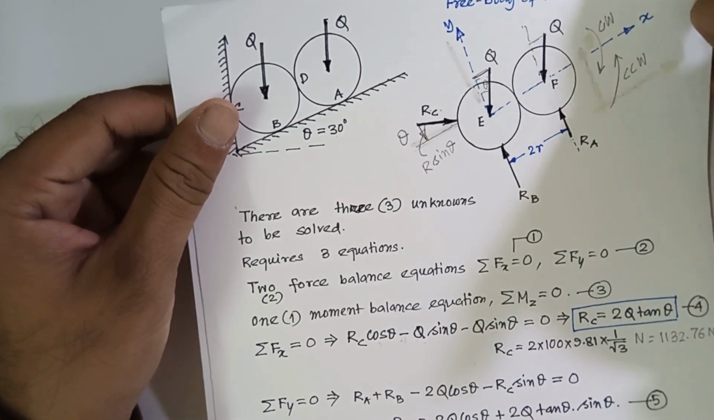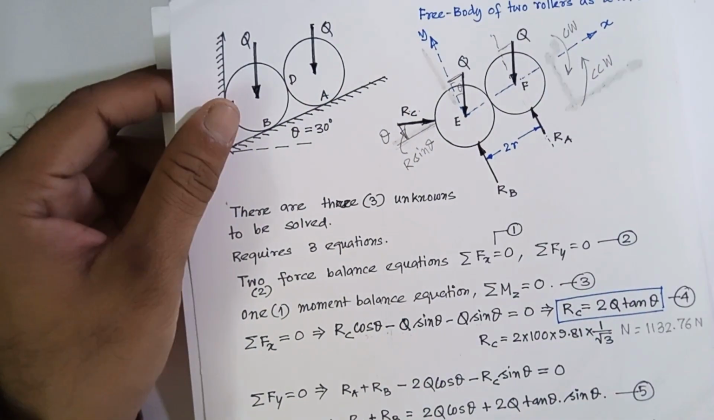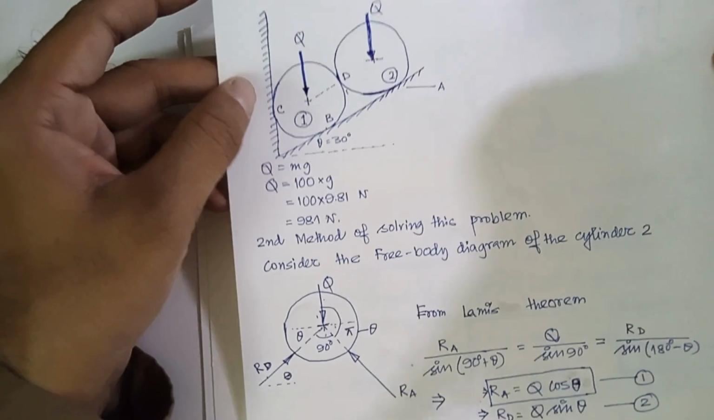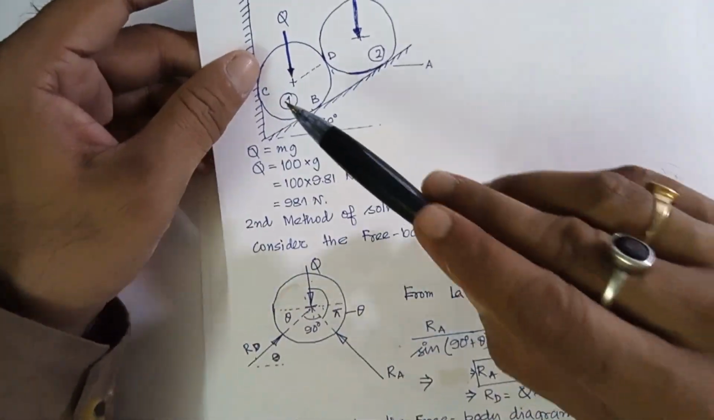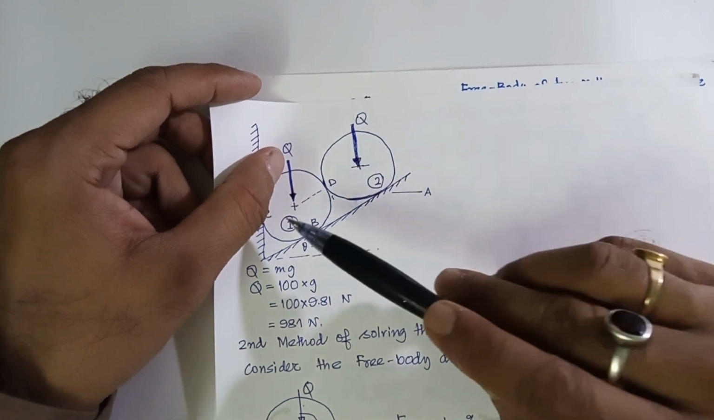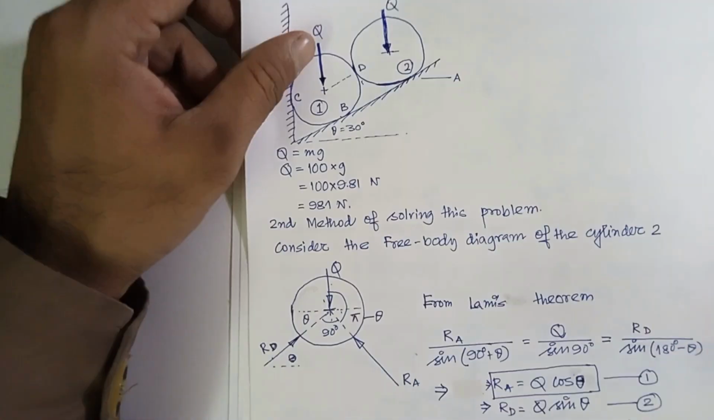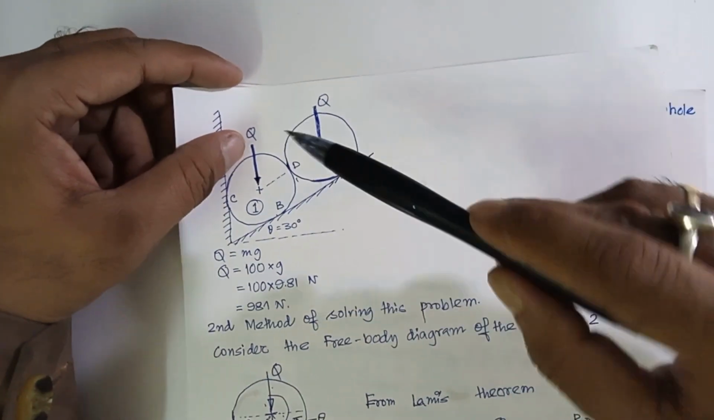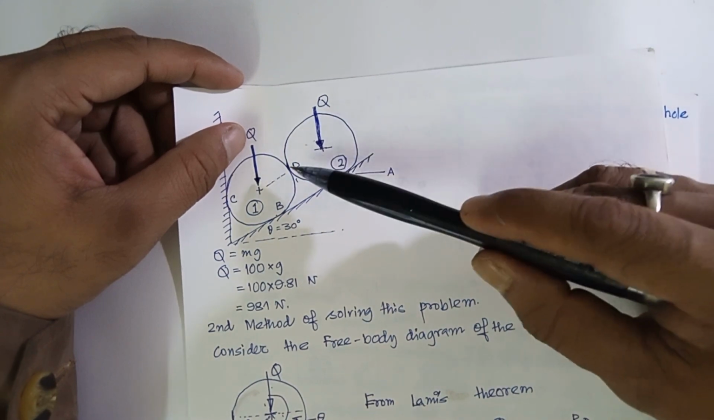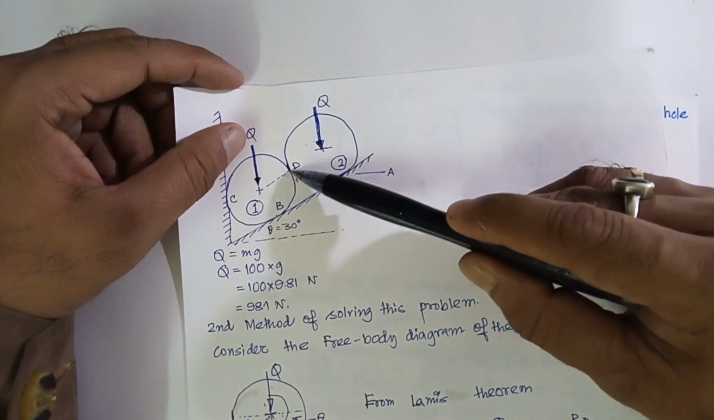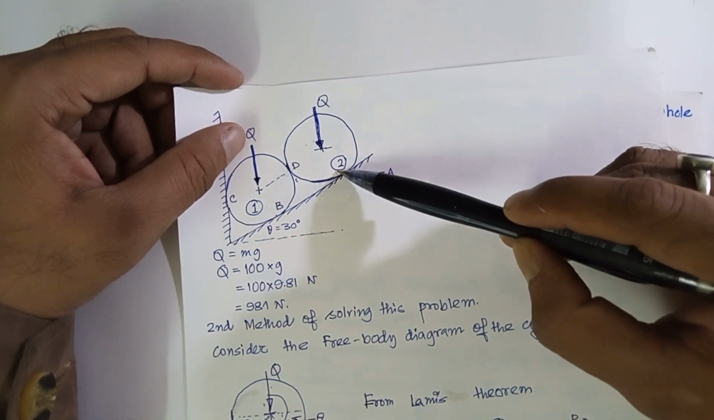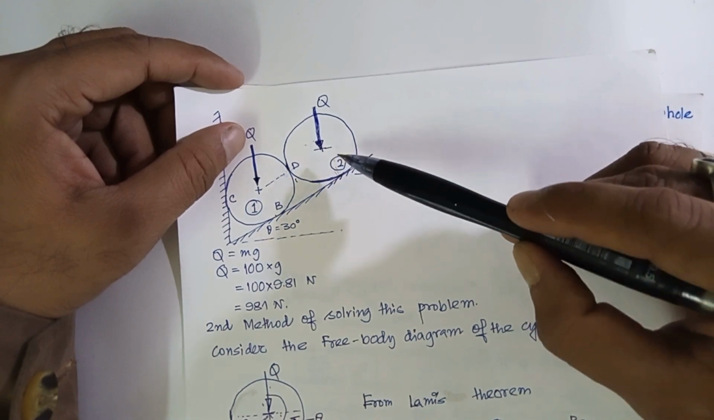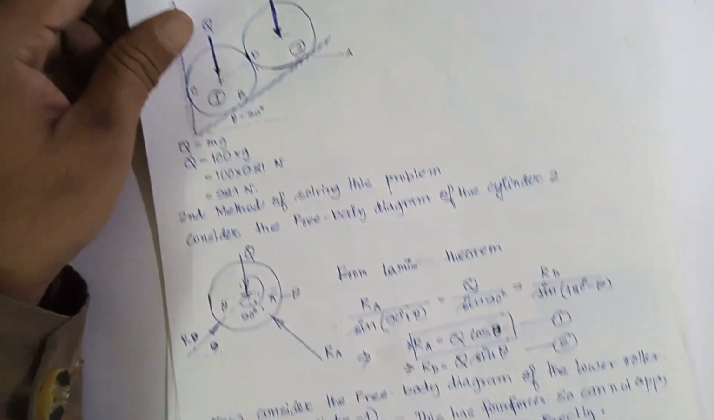Now we will go for the second method. In the second method, what we do, we are considering these two rollers as individual systems. So we have drawn the free body diagram of this roller. How many forces are there here? 1, 2 here, the contact reaction here at D, and another contact reaction RA, right? So 3 forces in equilibrium, therefore we can apply the Lami's theorem.